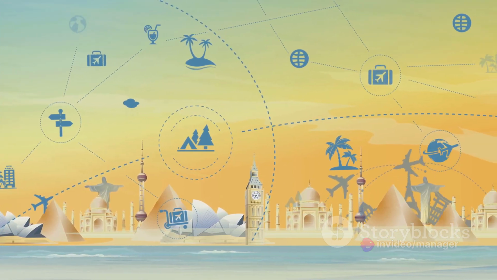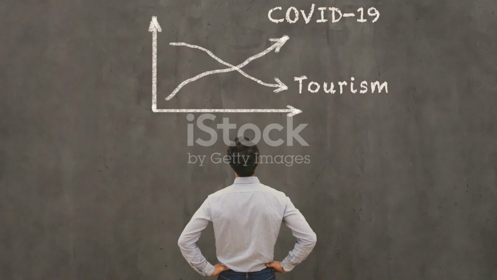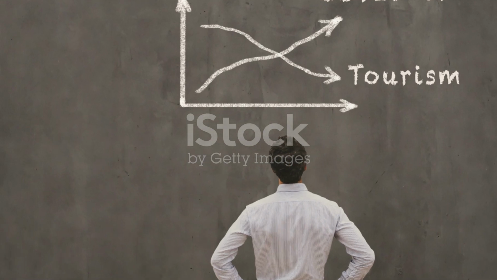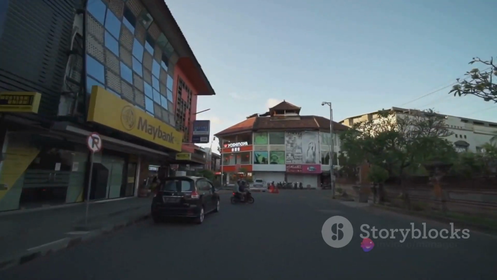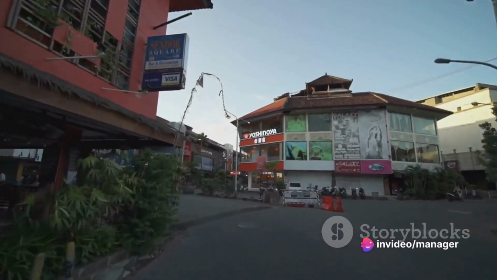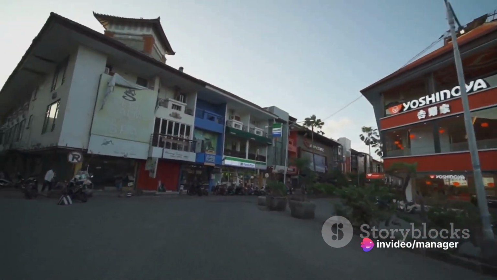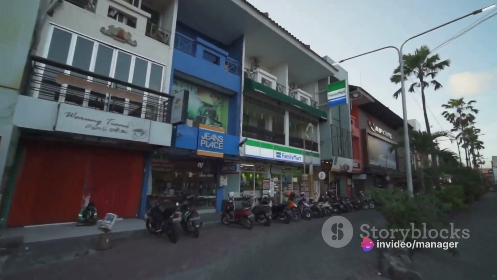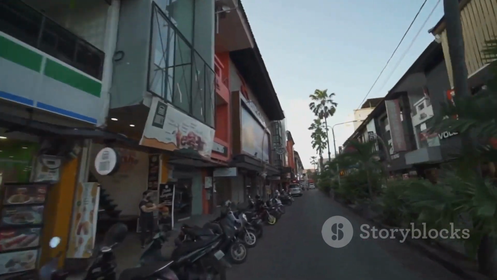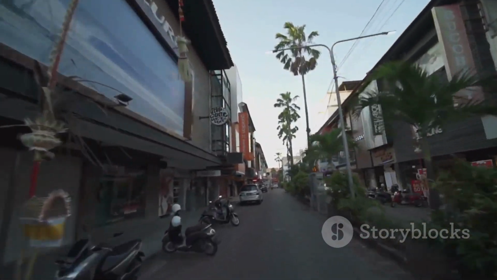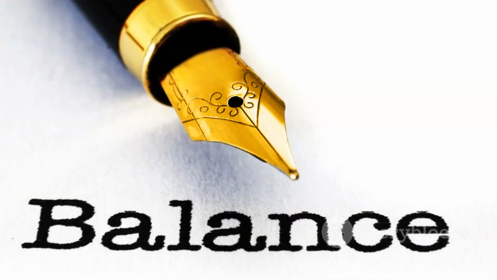It's like the sunshine on a perfect beach day. On the other side of the scale, we have the negative impacts. And just like a sudden storm can ruin that perfect beach day, these impacts can cast a shadow over the benefits. They include things like inflation, increased cost of living, and overdependence on tourism as a primary income source. But it's not all doom and gloom.